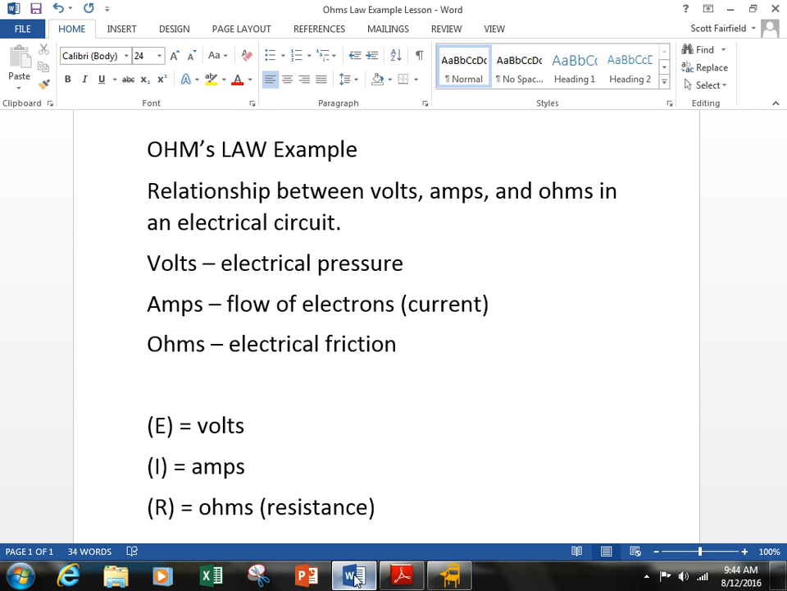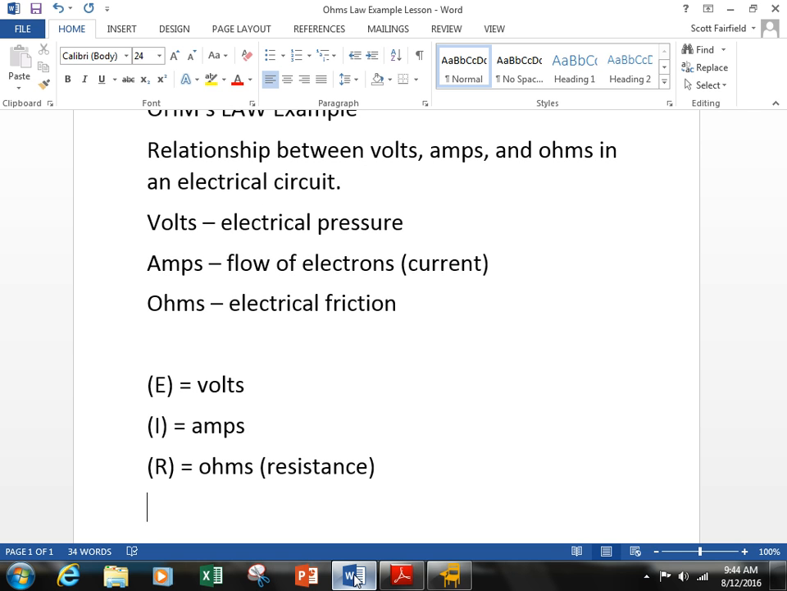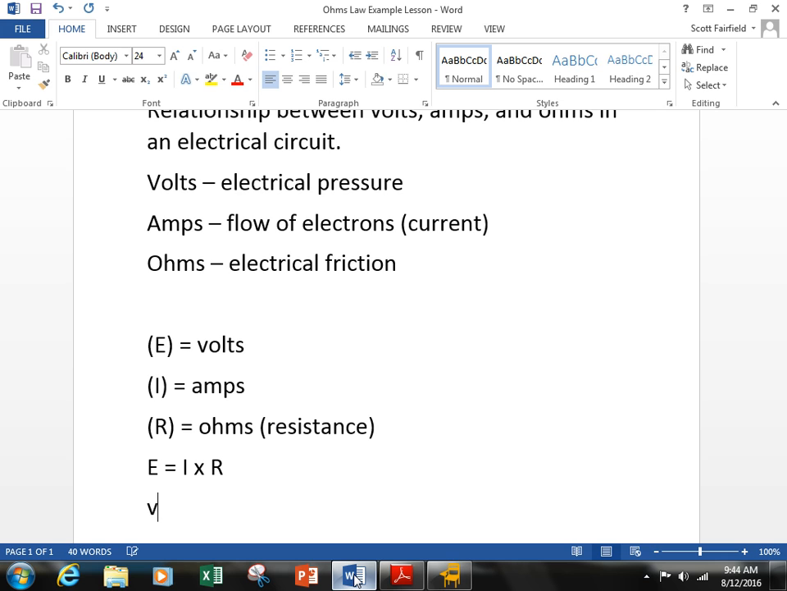E, I, and R. So the basic equation that we look at is voltage equals amperage times resistance in a circuit. We can write that using the symbols, and we can also put down volts for those who like to have it written out for an explanation. Volts equals amps times ohms.